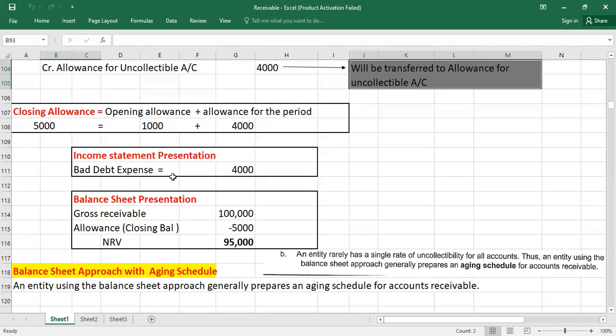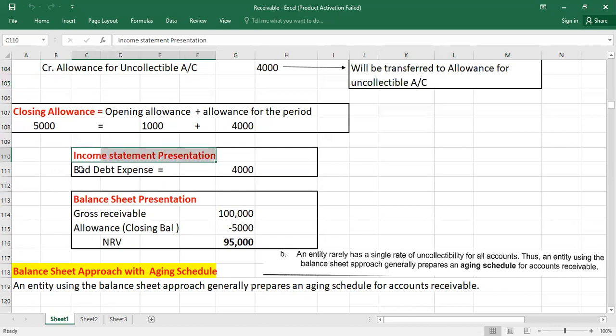Now we are going to talk about the presentation, how you will present in the income statement and balance sheet. In the income statement, we will record bad debt expense of 4,000 for the period. Under the balance sheet, we need to write gross receivable, which was $100,000, minus the closing balance of allowance for uncollectible accounts, which is 5,000. This is how you will get the NRV of 95,000.